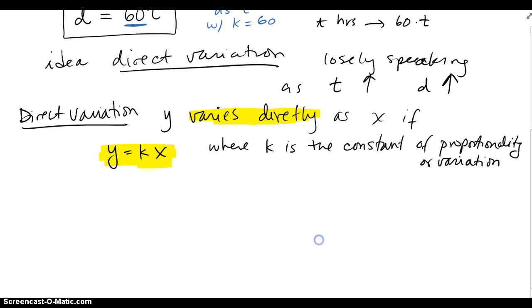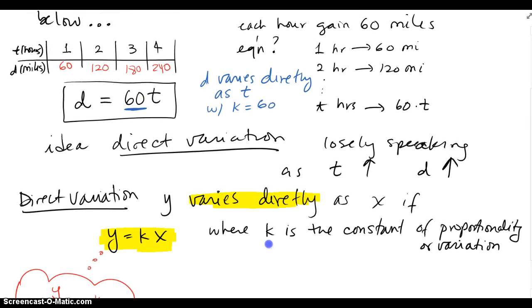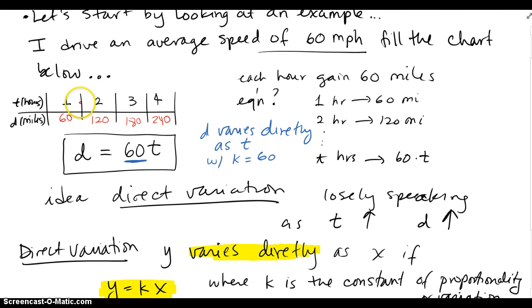Now another thing I want you guys to remember from this is that if I divide both sides of this equation by x, I always get y over x is k. In other words, if you're looking at a table of values, you can tell if they vary directly by looking at the quotient of each of the successive values.